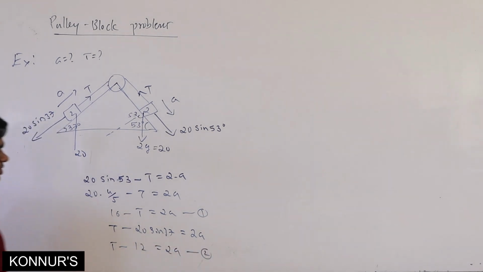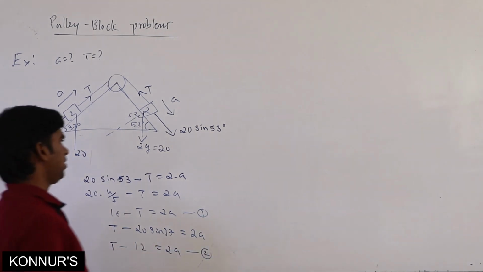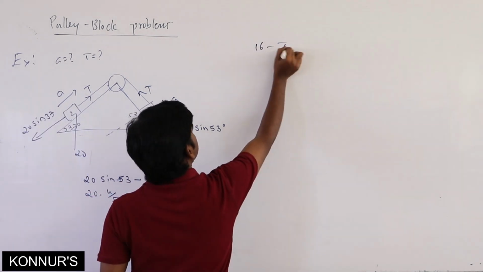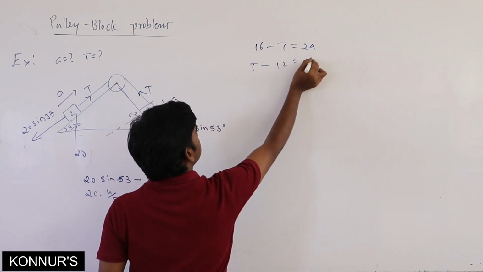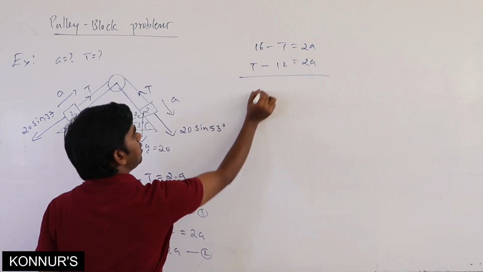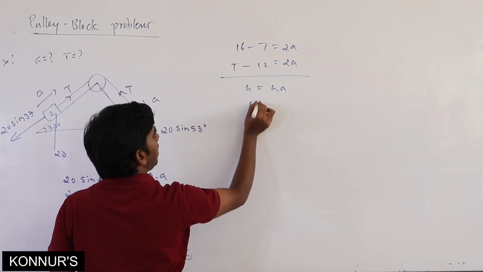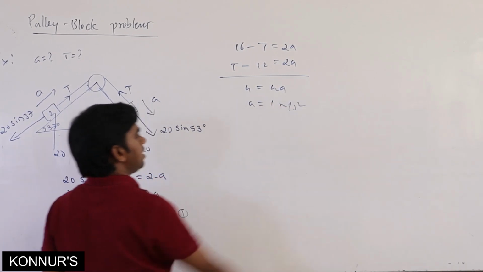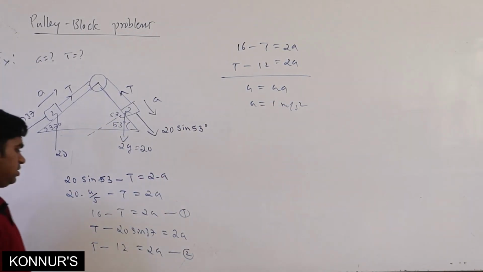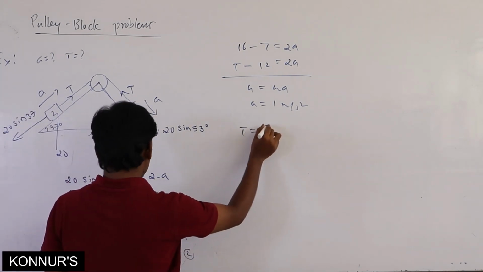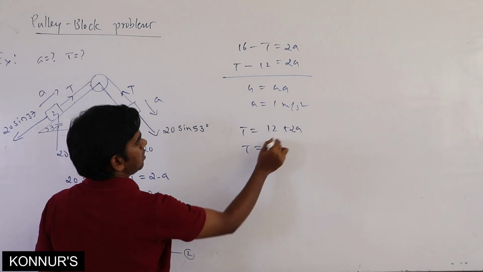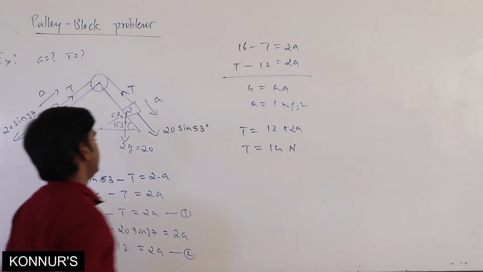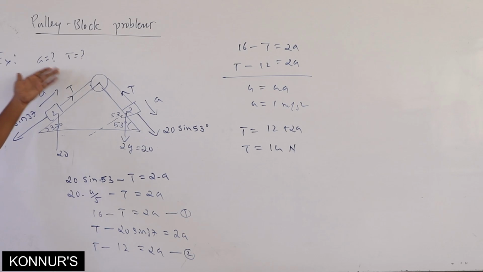You got the second equation. So now what you have: 16 minus T equals 2a, T minus 12 equals 2a. If you solve this one, you will get 4 equals 4a, acceleration equals 1 meter per second square. Then what is the tension? Tension equals 12 plus 2a, so tension equals 14 Newton. This is how you can find the tension and acceleration, a very simple problem.